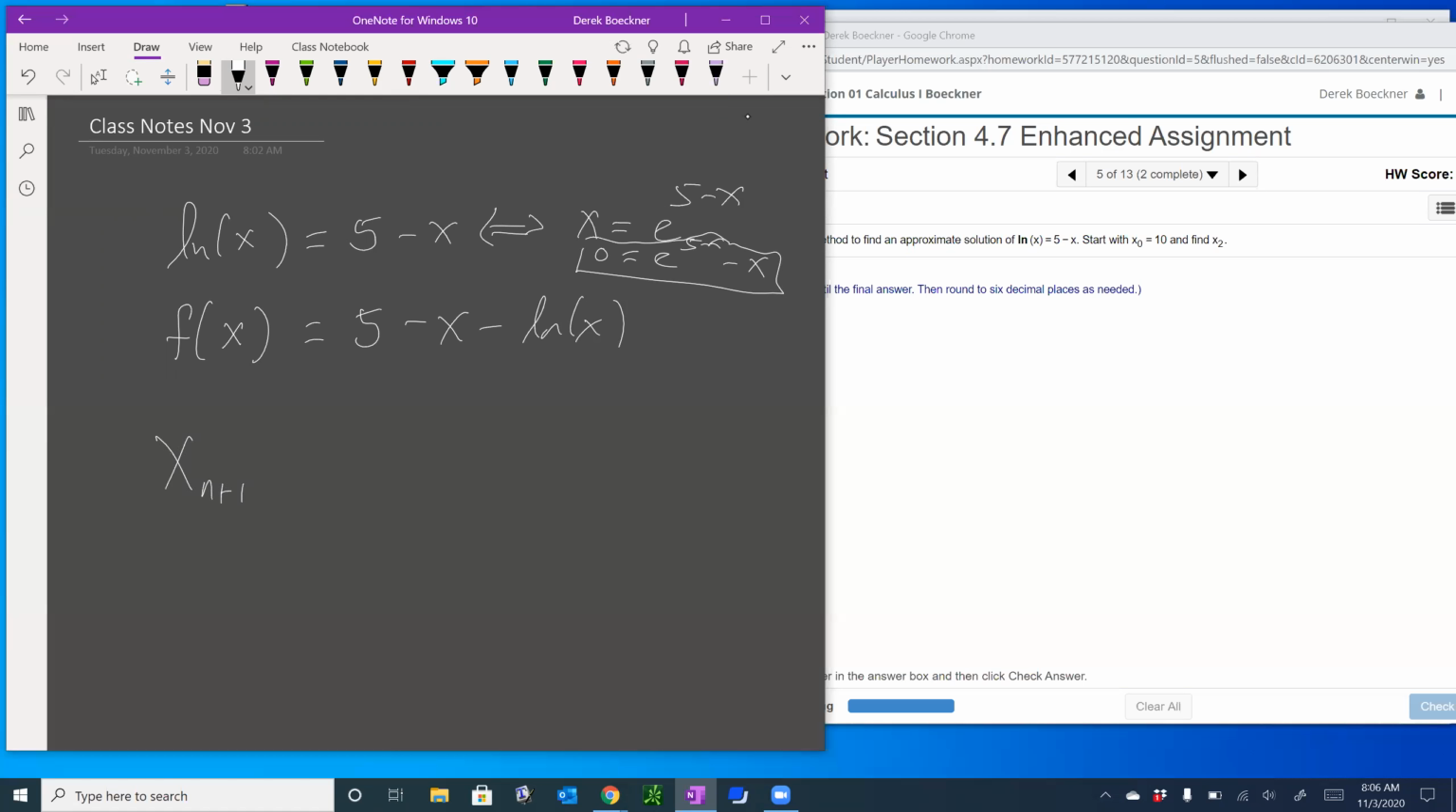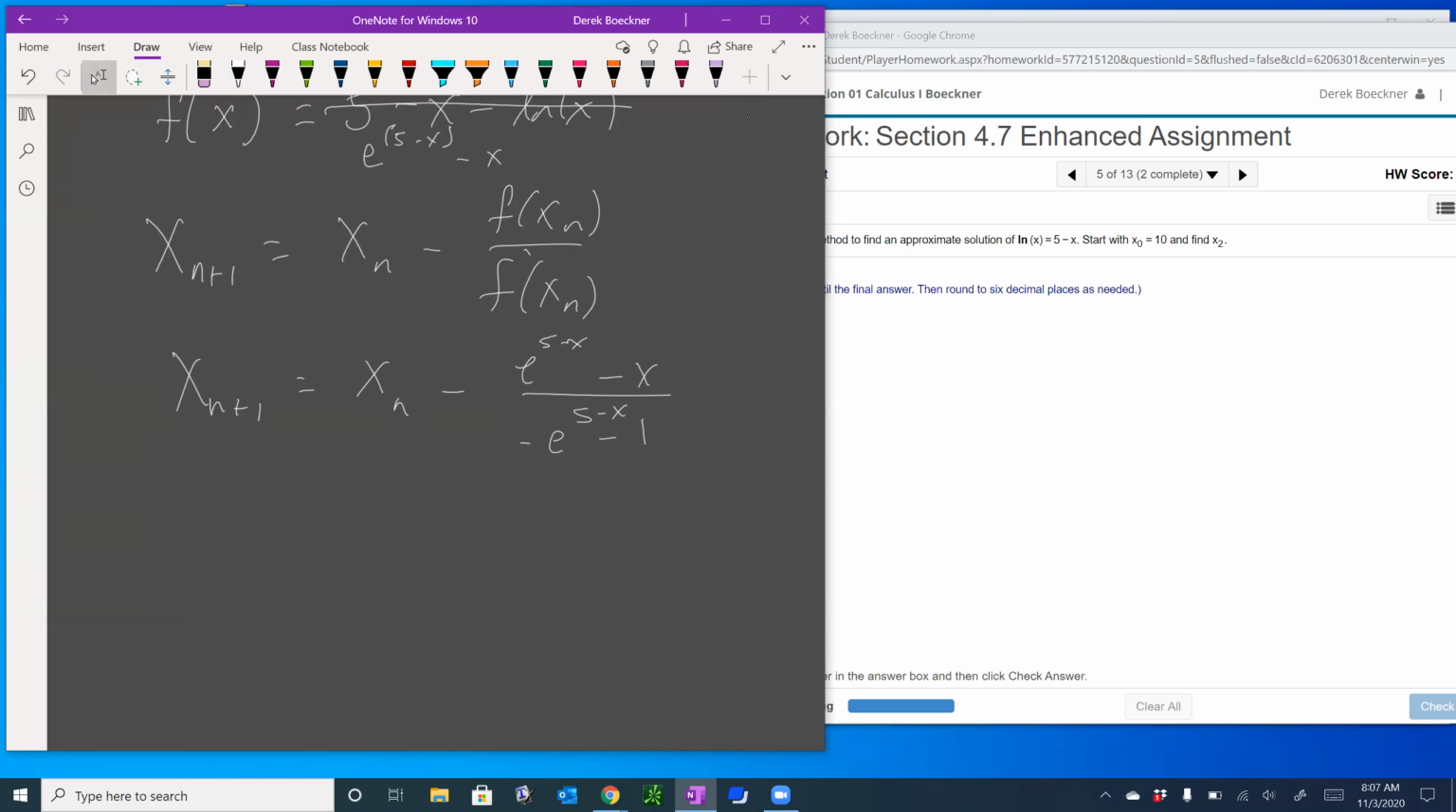So x_{n+1} equals x_n minus f of x_n over f prime of x_n, right? So x_{n+1} equals x_n minus, in this case, our function's not going to be this. It's going to be e to the 5 minus x, right? Divided by minus e to the 5 minus x, because the derivative of that has a chain rule component to it. And then I've got a minus 1. Good.